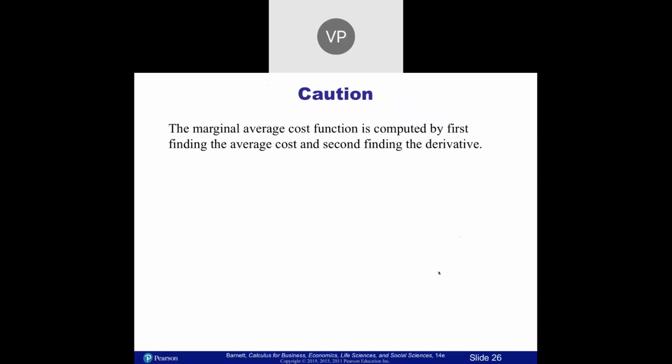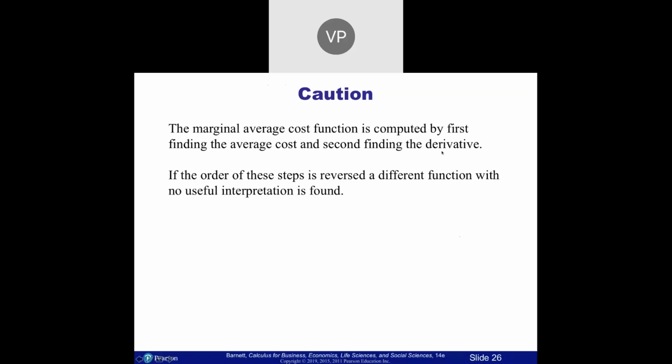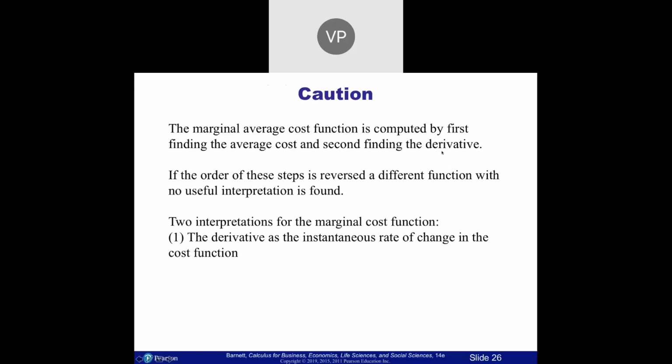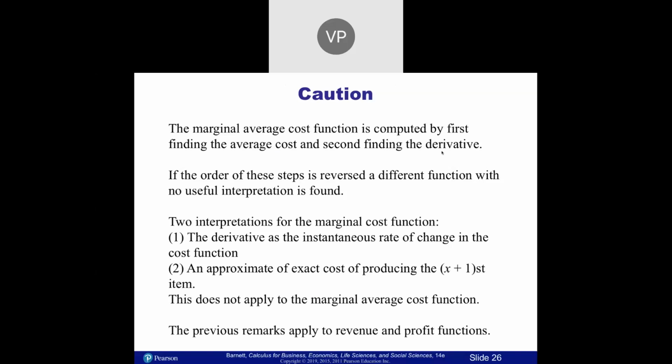Okay, so they give a little summary here of this caution. Be careful what you do. You have to get the derivative. Okay, so first you get the average cost, then you find the derivative. Don't do the derivative, then the average cost, because if you do them backwards, it will not be the same results. Okay, instantaneous rate of change and approximating the exact cost of producing X plus 1, the next item. All right. Excuse me. So let me go with some examples here.